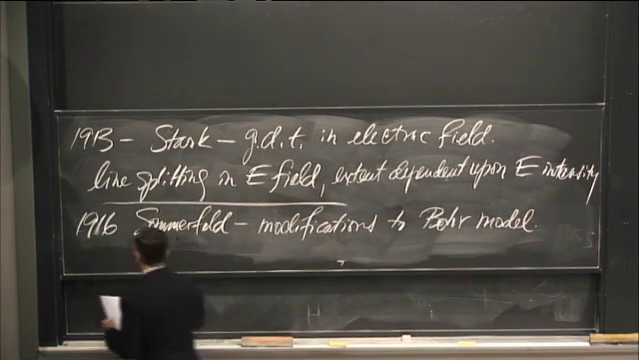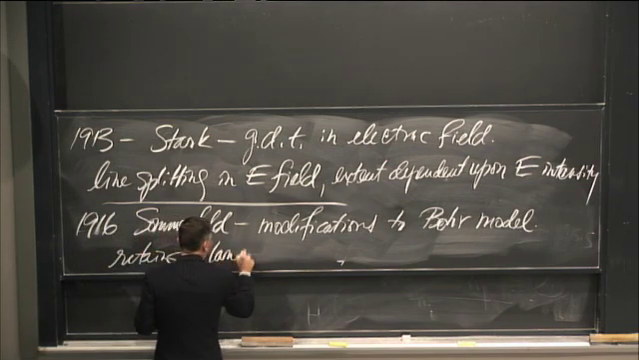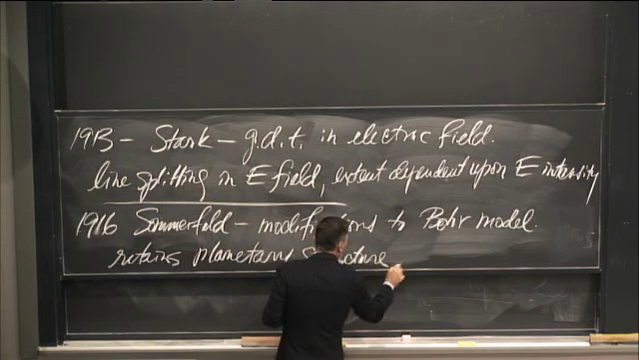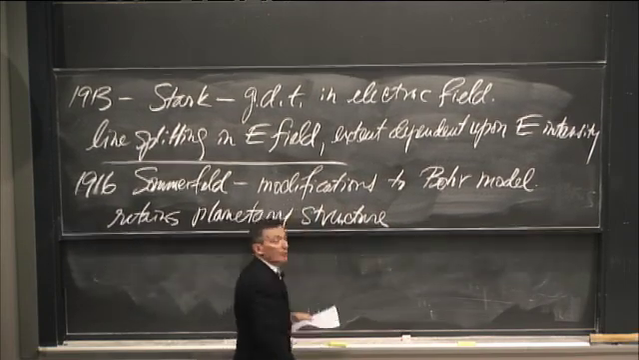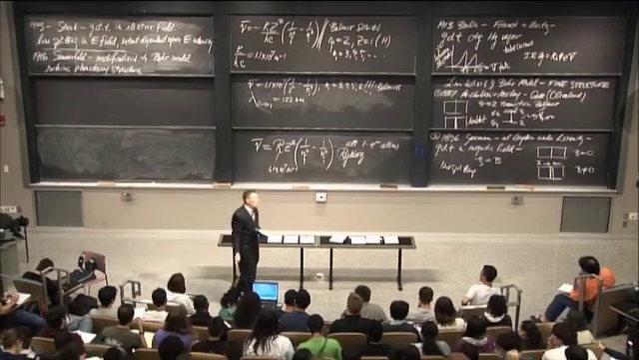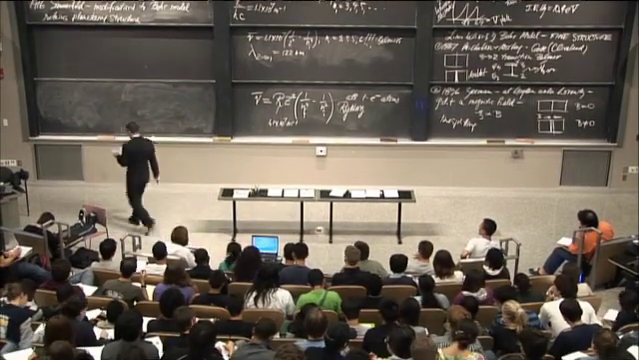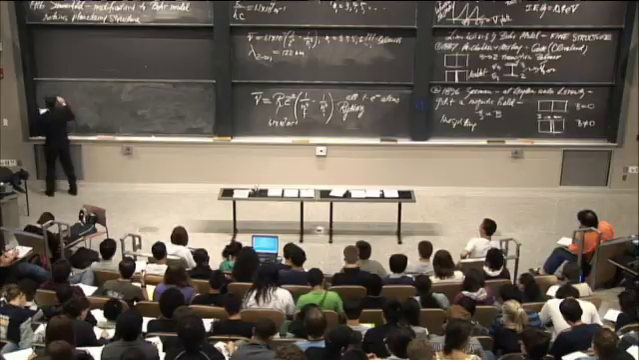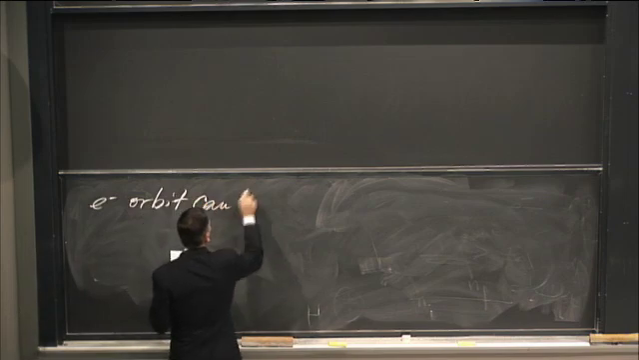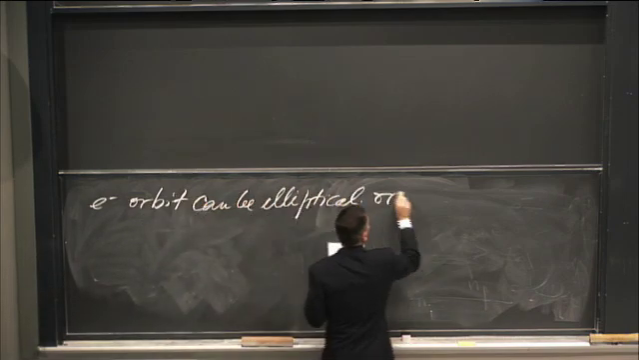Well, he retains the planetary structure. He liked that idea. Nice orbits, and so on. But he took a page out of Kepler's book. You know, in the Kepler model, when the planets revolve around the sun, their orbit is not circular. It's elliptical. So Sommerfeld said, why don't we give that a try? What if we said the electron orbit can be elliptical or circular?